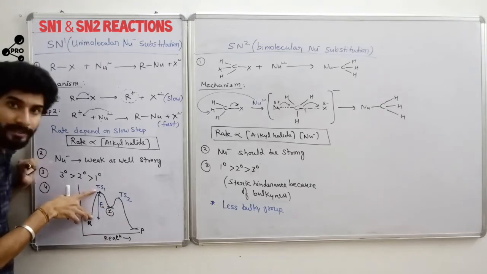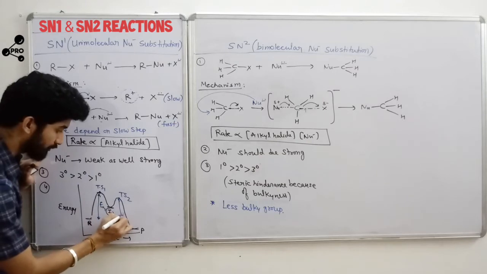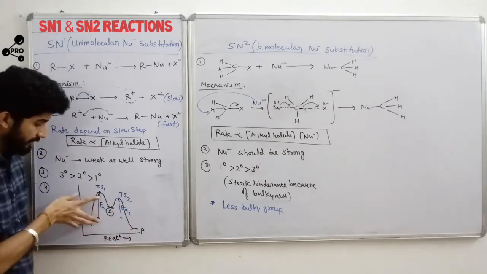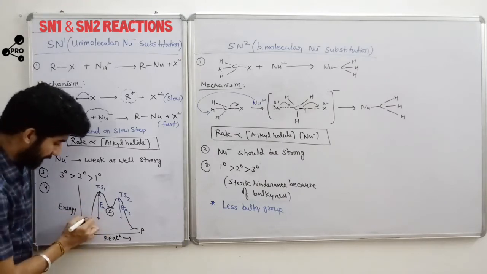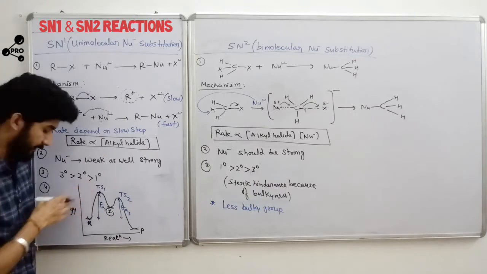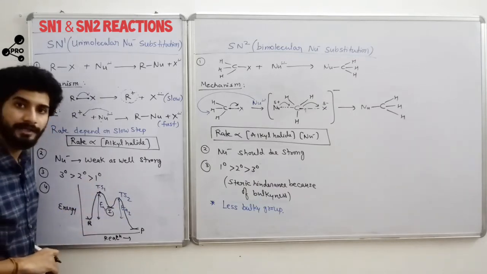So we'll get two activation energies, EA1, and this is also an activation energy, EA2. Okay, so what is the activation energy? It is the difference between the reactant and the transition state. The difference between the energy of the reactant and the transition state is known as activation energy.